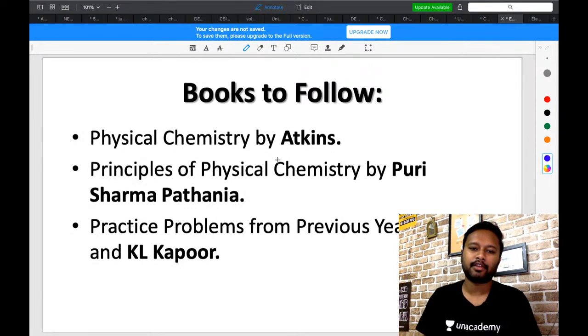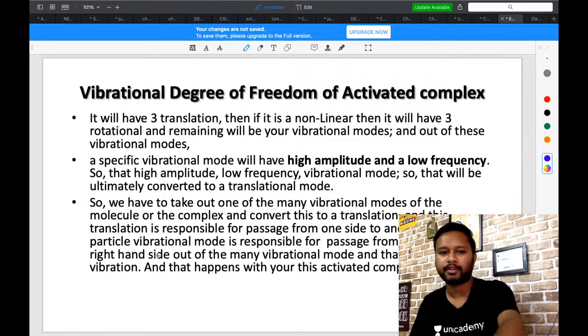The books which you can follow for this are Physical Chemistry by Atkins, or a book by Puri, Sharma and Pathania. I guess for every physical chemistry student this book is a must. Then for numerical solving, for problem solving, you can follow a book by KL Kapoor. So these are the things which you can follow to cover the topics from your electrochemistry.